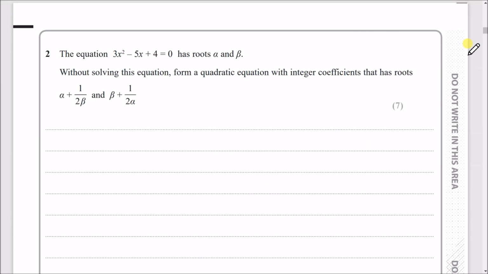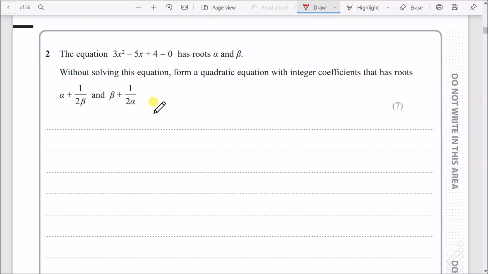So the equation here is 3x squared minus 5x plus 4 equals 0, and it has two roots, alpha and beta. What this means is that if these were just regular numbers like 2 and 3 or 1 and 4, and you factorize this, you get two solutions. The two solutions are called roots. Now, without solving this equation, form a quadratic equation with integer coefficients. In other words, keep it all in whole numbers. Your quadratic equation has roots of these two quantities.